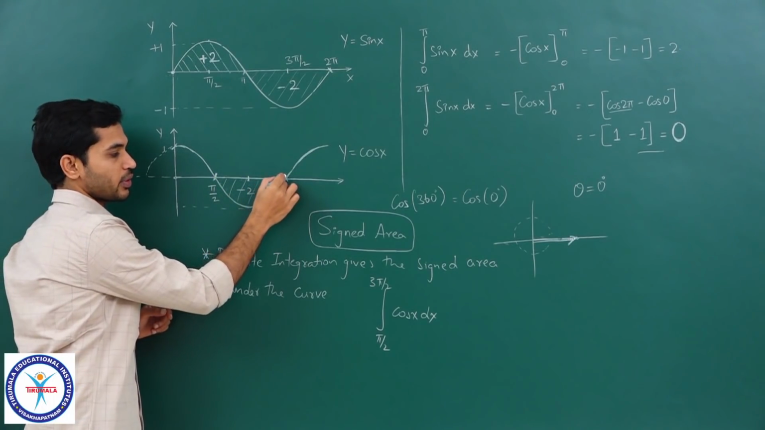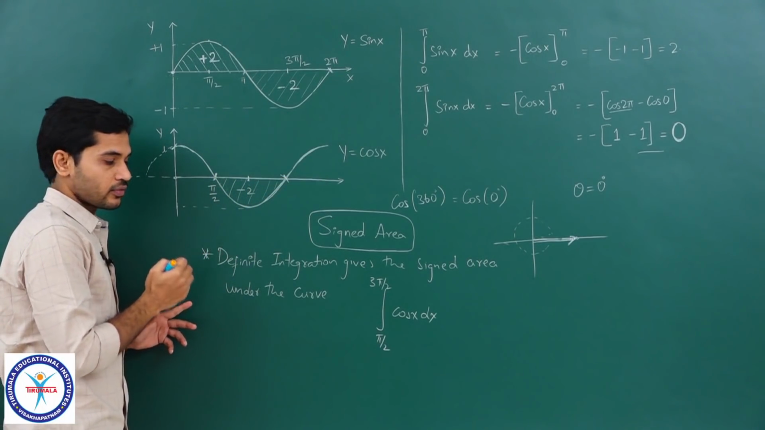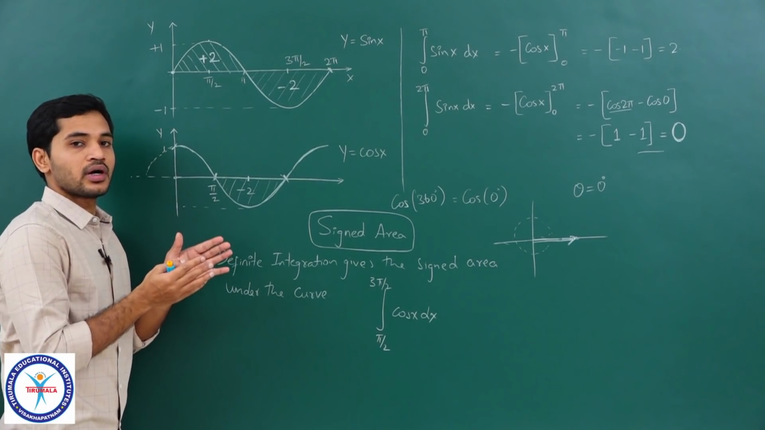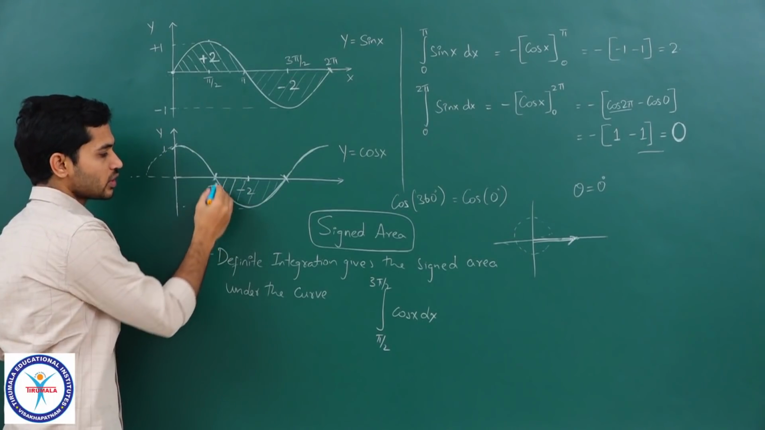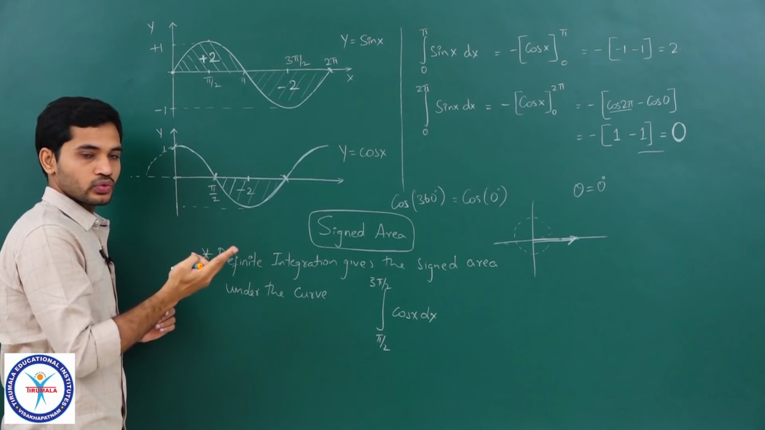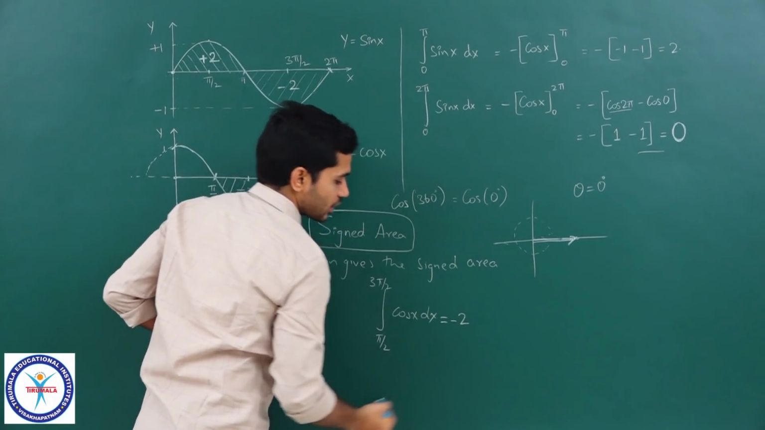Between pi by 2 and 3 pi by 2, what is the area under the cos x graph? What is the area that the cos x graph forms with the x axis? So it is this area, and we know that the magnitude of this area will be 2, but because it is below the x axis, we can directly write the answer as minus 2.